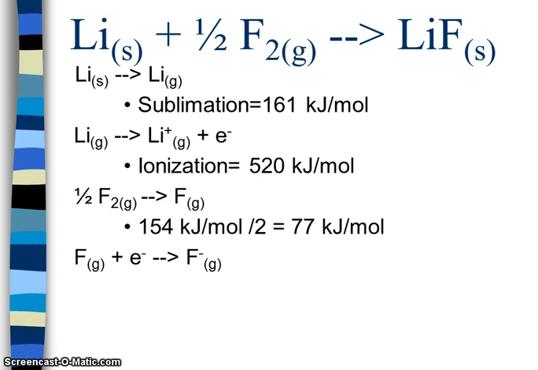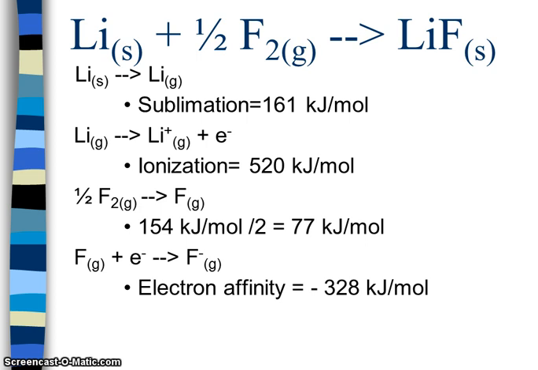Since a fluoride ion is much more stable than a fluorine atom, we're going to be looking at a process that is an exothermic process. So our electron affinity, we're told, is negative 328 kilojoules per mole of fluorine atoms that become fluoride ions. So now we've got lithium ions and we've got fluoride ions, both in the gaseous state. We're ready to form our binary ionic compound.